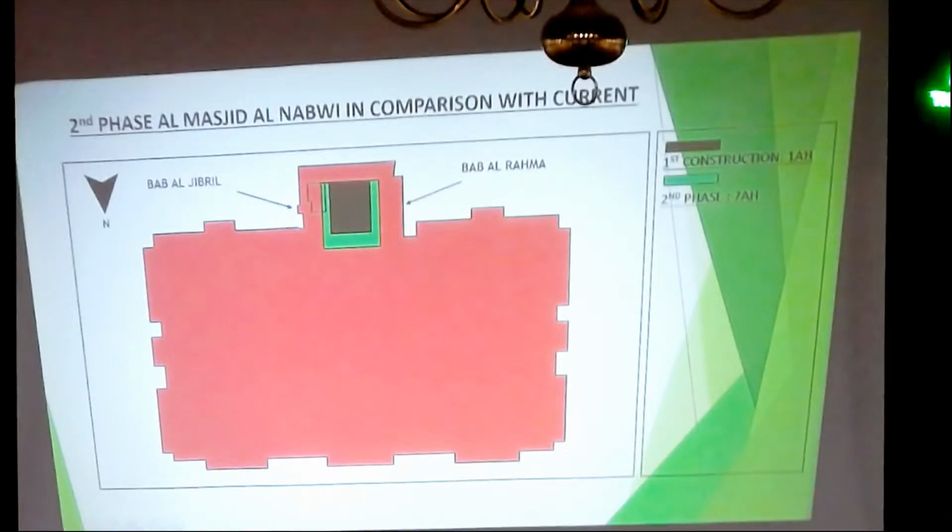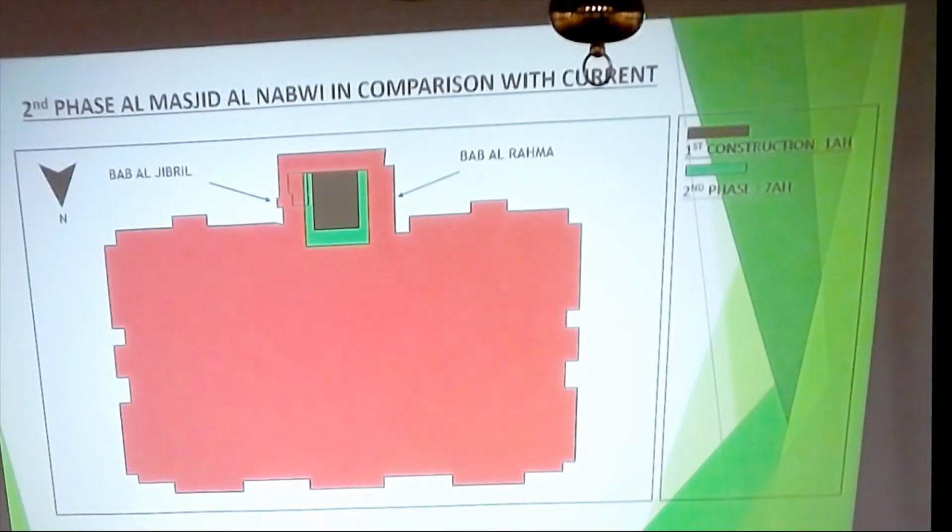Coming on to the extension of Al-Masjid Al-Nabawi and the different phases which it went through. So we discussed previously at the beginning the two phases which both took place during the time of Rasulullah sallallahu alaihi wasallam. The first phase was the original masjid, the first construction, and that is the dark square which you can see in the middle.